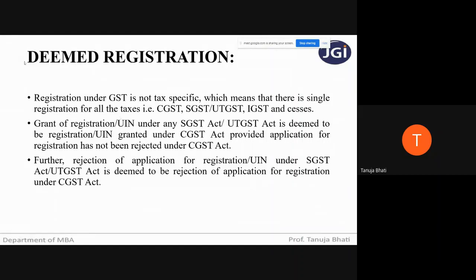So did everyone understand what is the meaning of deemed registration? Yes, students? Yes, ma'am. Okay.